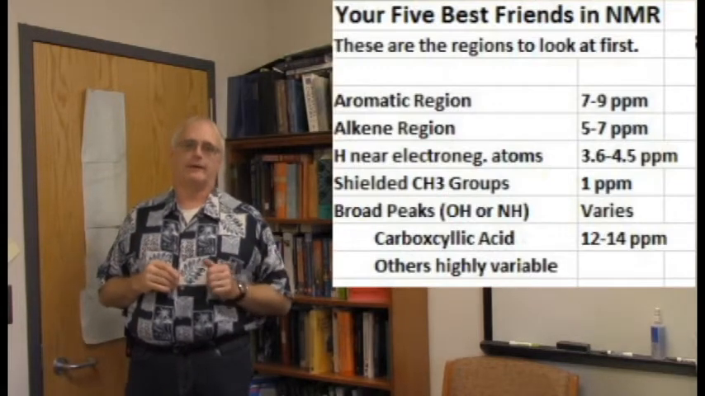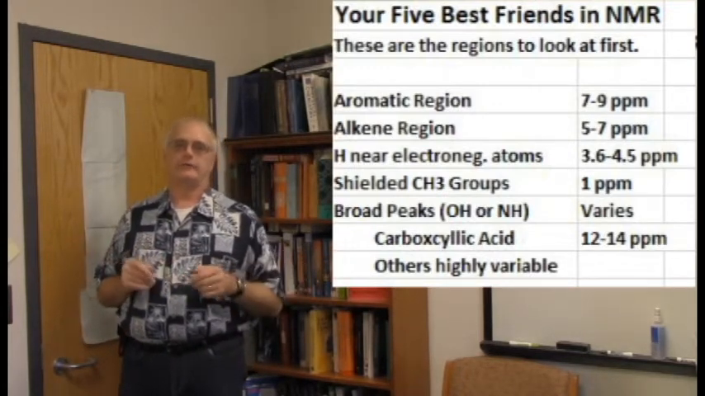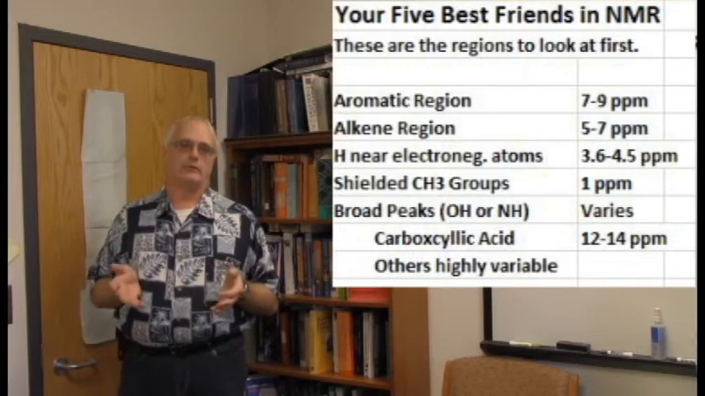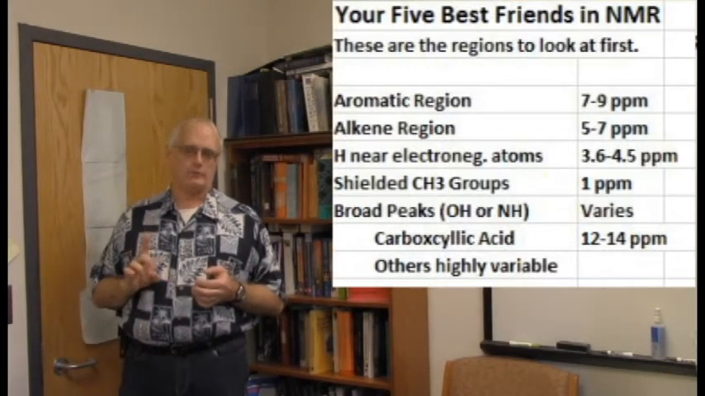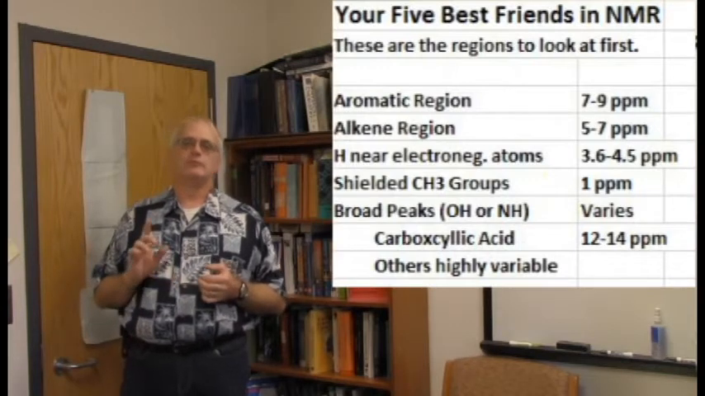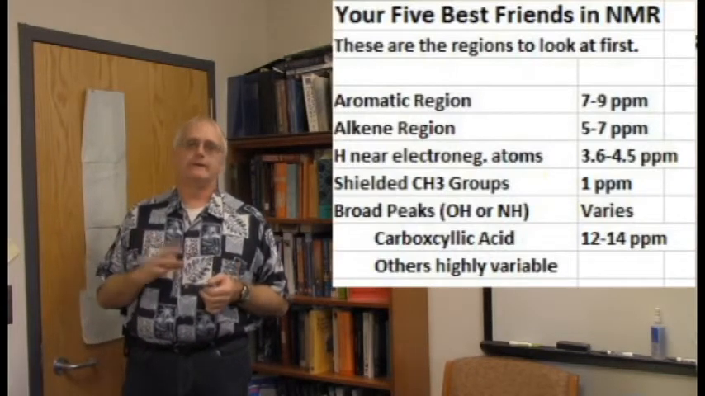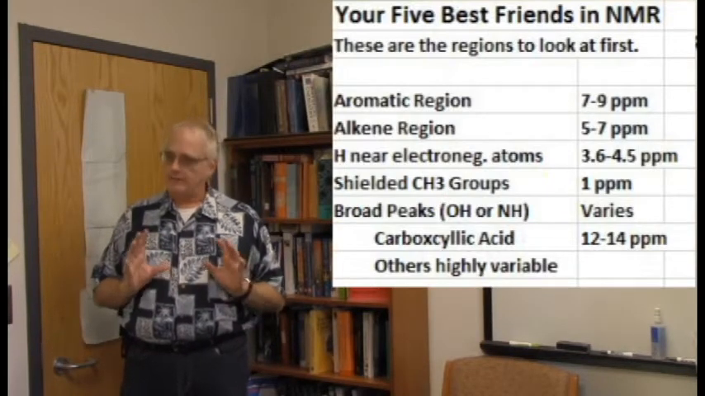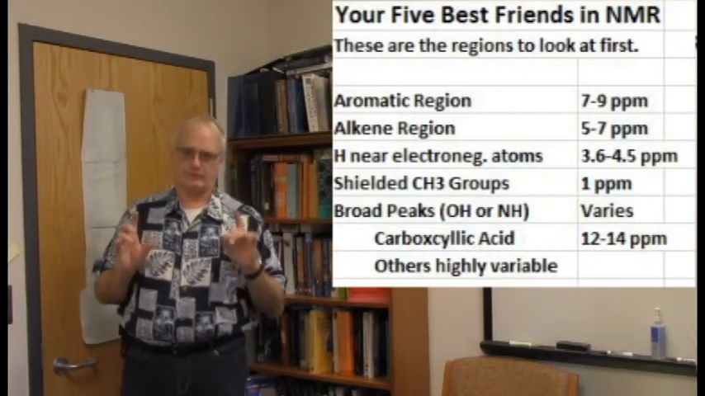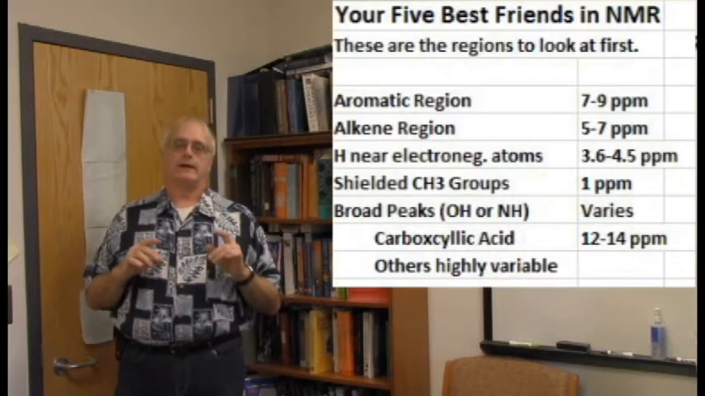Carboxylic acids can be all the way down at 12 ppm. Alcohols in a dry solvent can be down closer to 1.5 ppm. But they almost always have the characteristic of being broader peaks than the others around them, especially hydrogen sitting on a carbon atom. And so broad peaks are really something that is fairly easy to spot and good to look for.